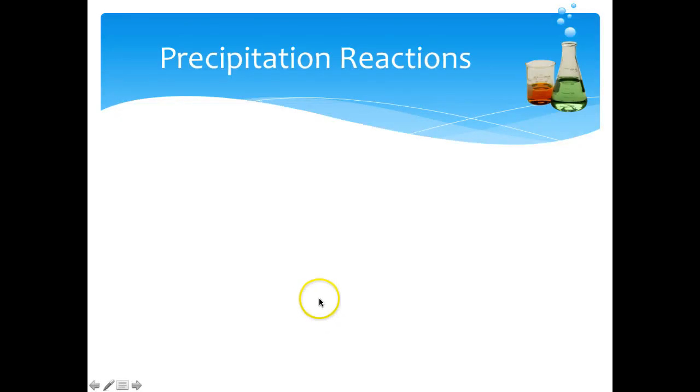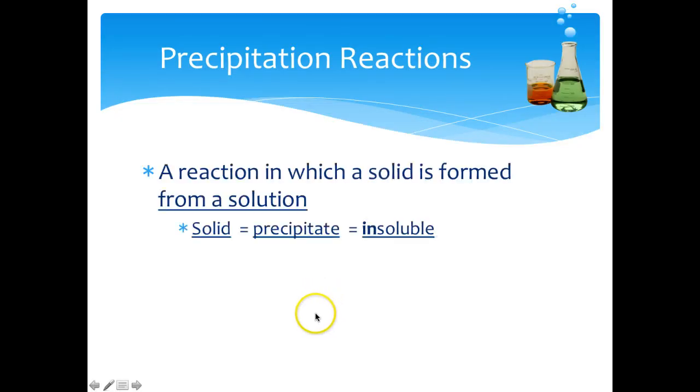A precipitation reaction is simply a reaction in which a solid is formed from a solution. So two aqueous solutions mixed together forming a precipitate. When we say precipitate, we are referring to a solid substance that is insoluble in water. So keep those words in mind, that those things are all synonyms, okay? A solid is a precipitate that is insoluble in water.